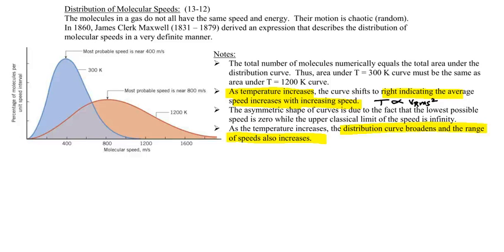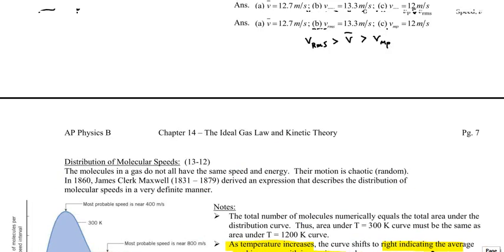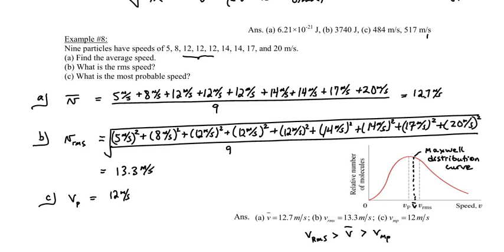All right, that's enough of the discussion of the Maxwell distribution curve and this last example in Chapter 8. We're done.